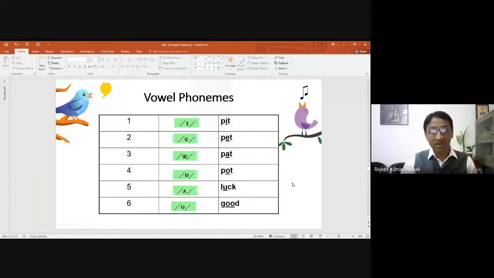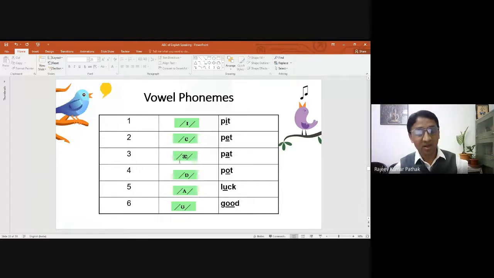The first is called E, a very short E sound. E, like pit, bit, sit. You got the point? This is a very short sound. This is indicated with a capital I symbol. So this is a very short E sound. E, like pit, bit, sit, and many other similar words are there. The other is the short A sound, as in pet, bet, met, get, and many other short A sound words.